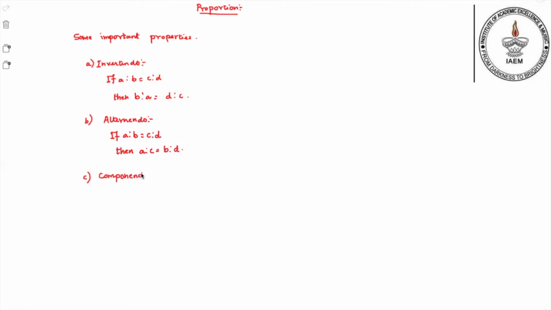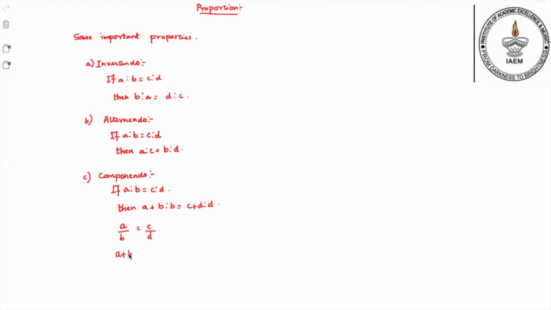Componendo. Componendo is: if A is to B equals C is to D, then A plus B is to B equals C plus D is to D. I'll just show how it is done. If A by B equals C by D, that is A is to B equals C is to D, next step would be A plus B.